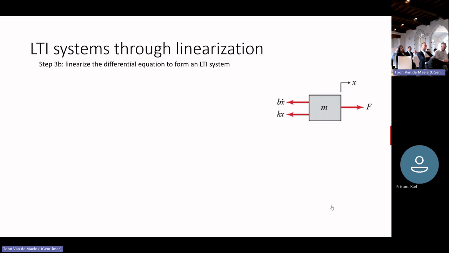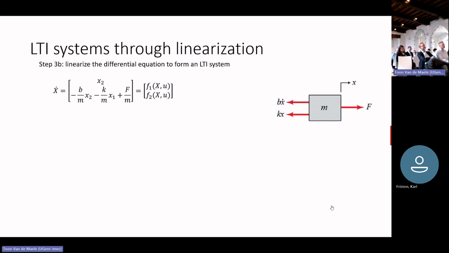Now, there is an alternative way to do this, and that is basically through linearization. Imagine that the differential equation that you got is highly nonlinear, and LTI system is typically linear. It's a linear representation. So what you do is you can also get the previous equations that you got from the physics part of it by doing something else.